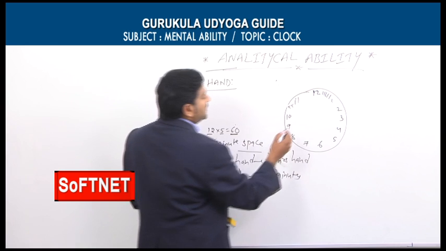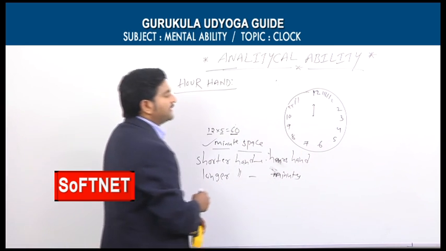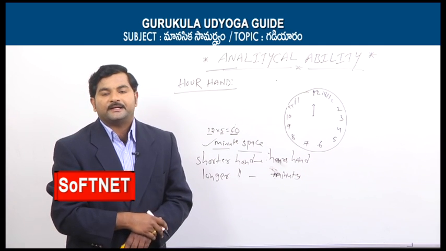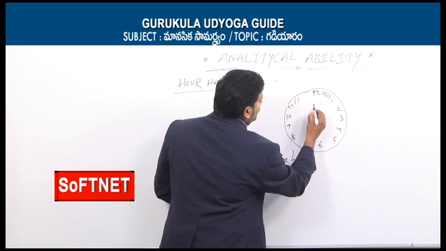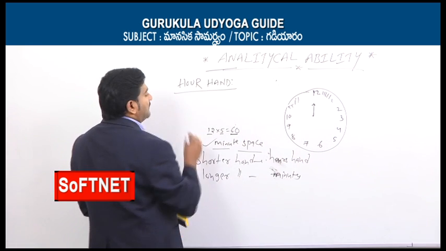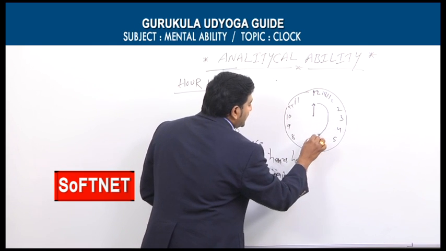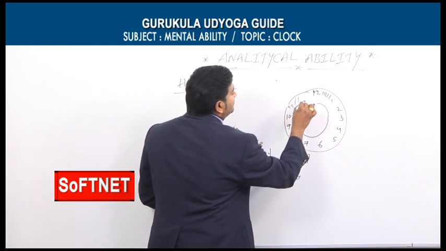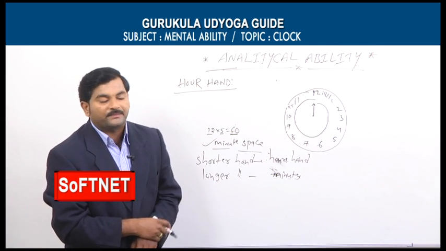Now for example, think that this is the hours hand. Hours hand is located at 12, in the sense, at 12 noon. This shorter hand is called the hour hand. For example, this hour hand is rotating. Hour hand is rotating and again comes to the 12th place.